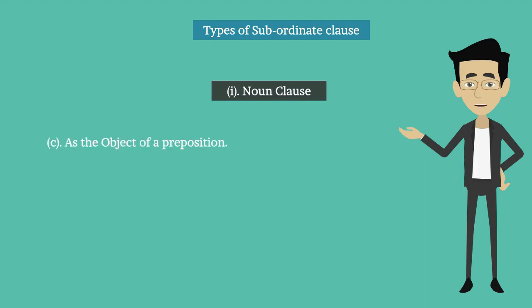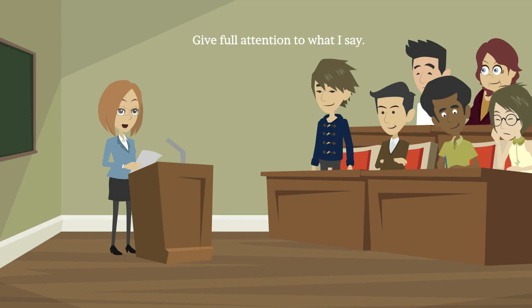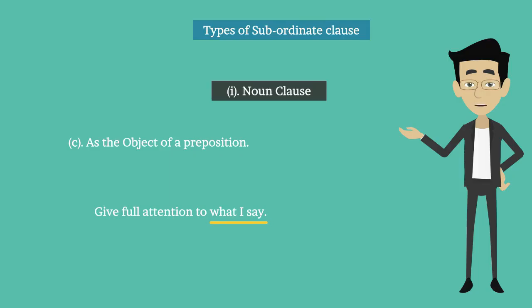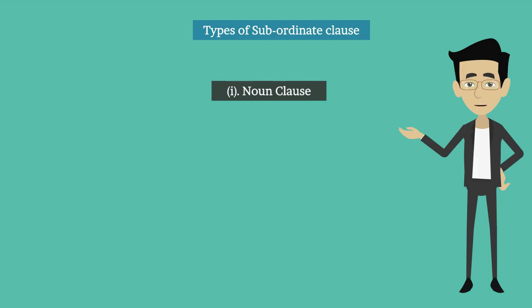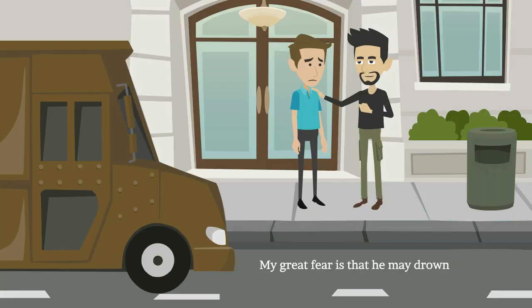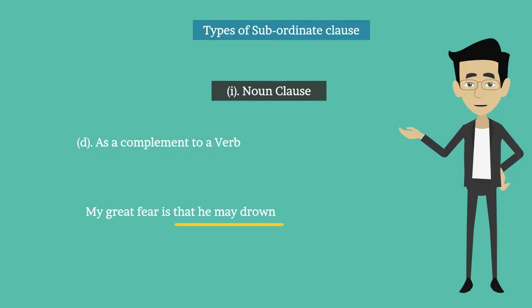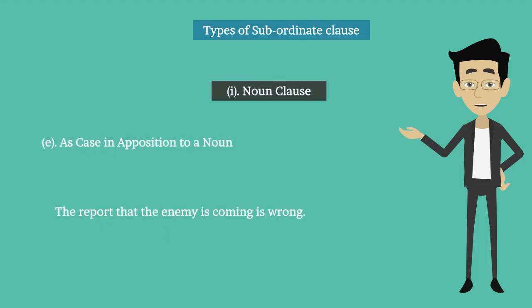C. As the object of a preposition. For example, give full attention to what I say. What I say is the object of the preposition to. D. As a complement to a verb. For example, my great fear is that he may drown. That he may drown is a complement of the verb is. E. As case in opposition to a noun. For example, the report that the enemy is coming is wrong. That the enemy is coming is case in opposition to the noun report.